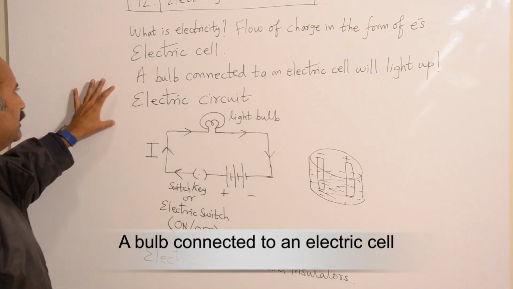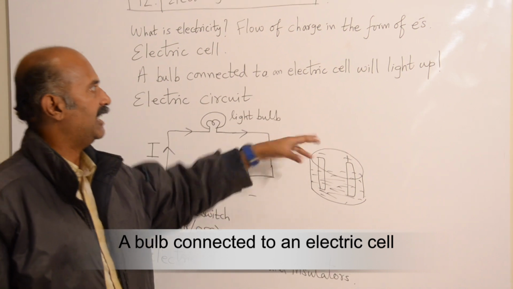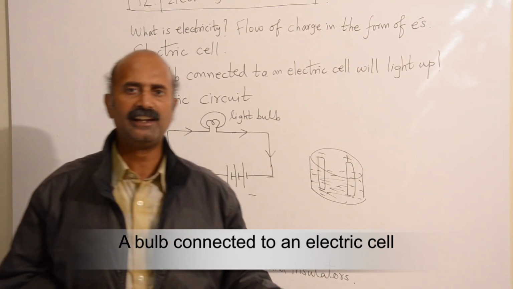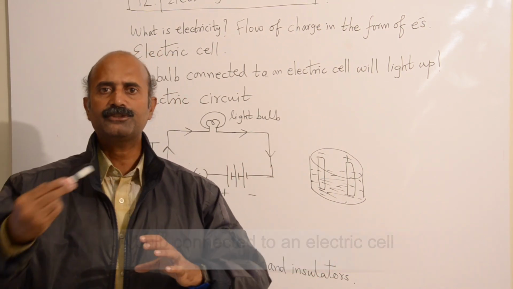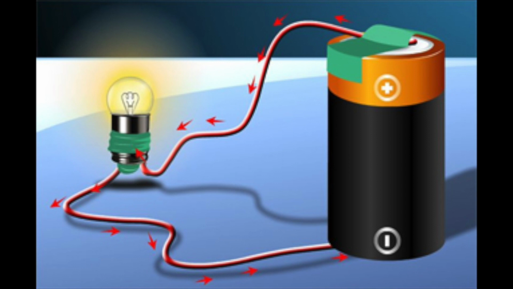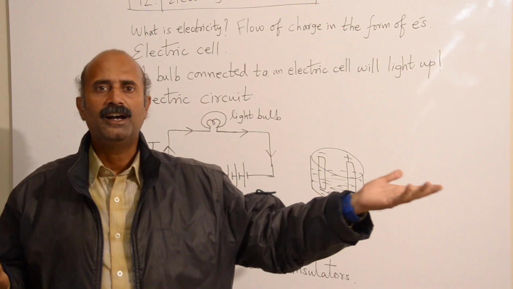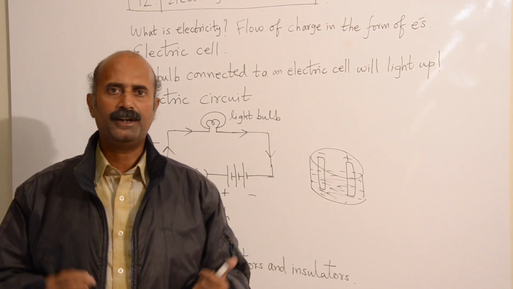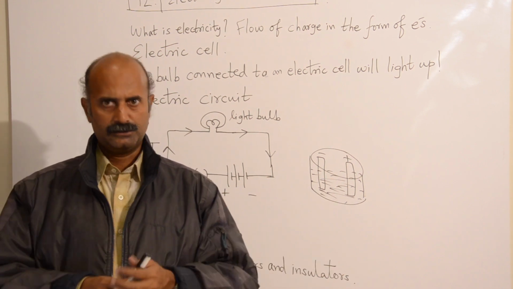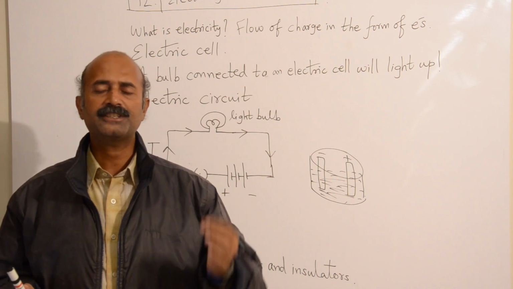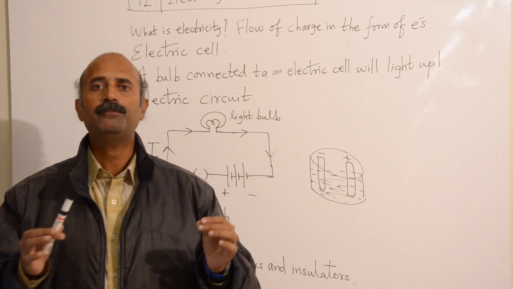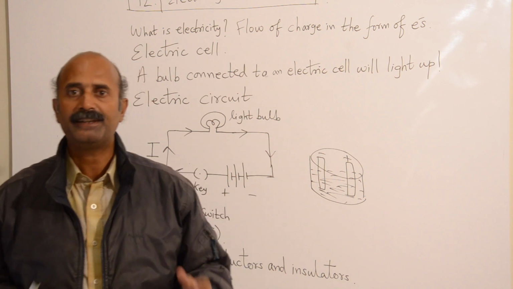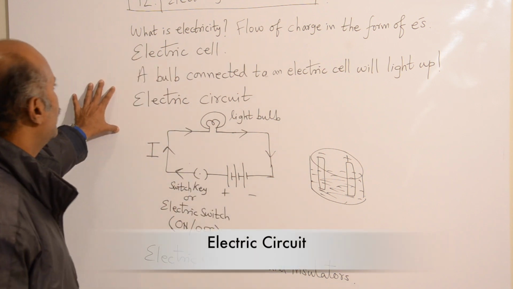We'll take a small example. If you connect a bulb to an electric cell, what will happen? It will light up. Why will it light up? Because the electric cell gives the flow of electrons, gives the electricity to the bulb, and the bulb glows. So that's the power of electricity. That's why whenever electricity is on, we say power. Because electricity is power, an immense power. So electricity is the flow of electrons, and it gives us a lot of power which can be used for various useful applications.